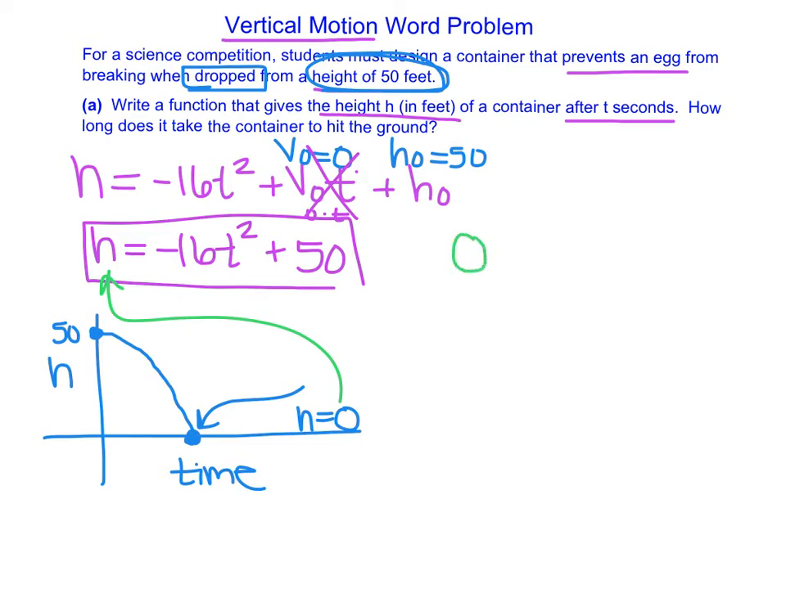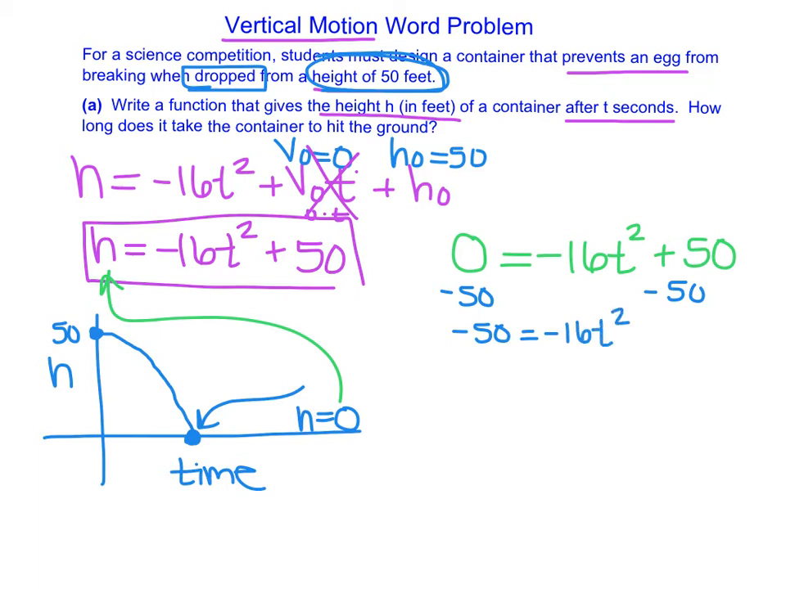So if I rewrite this equation here, I'm going to put 0 in for h. That equals negative 16 t squared plus 50. And then from here, I'm going to solve this equation. I start by subtracting 50 from each side. So I have negative 50 is equal to negative 16 t squared. I then divide both sides by negative 16. So I end up with t squared is equal to, negative over a negative is a positive, 50 over 16. I can simplify that to t squared is equal to 25 over 8.